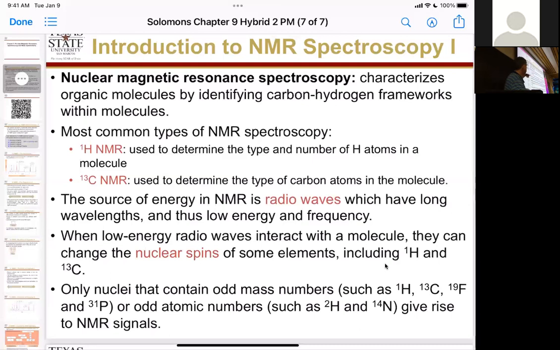And so we're going to use a source of radio waves. These are very long waves, very low energy and frequency. But the reason we're doing that is we need to knock the nucleus. And so when we looked at IR spectroscopy, that was enough to excite a bond. That was a much bigger energy. Here, all we're looking for is to flip around our nucleus.